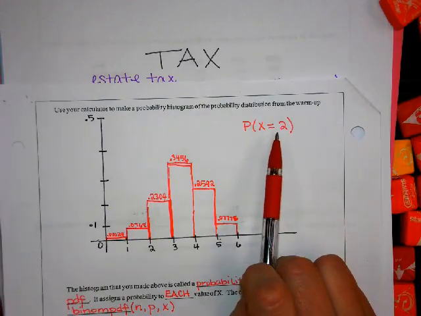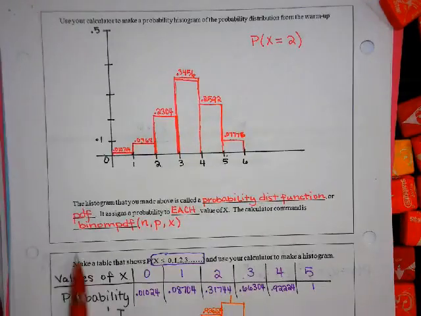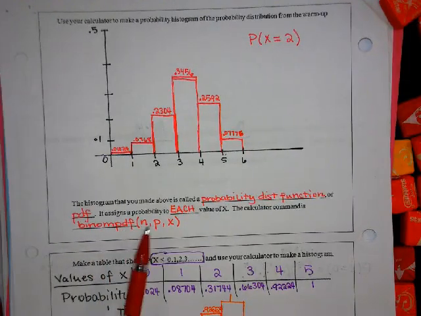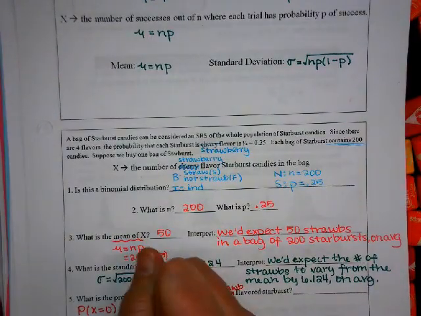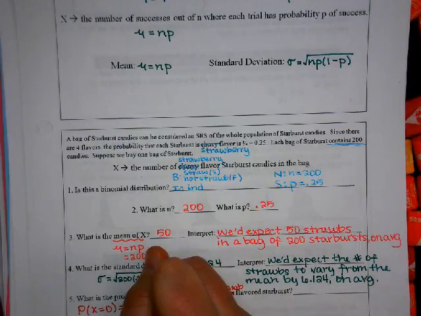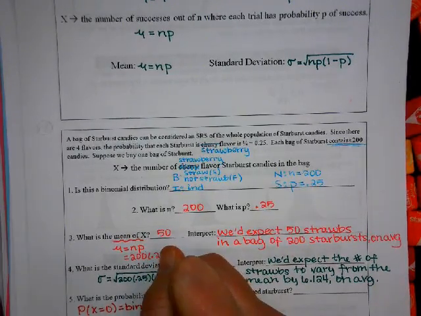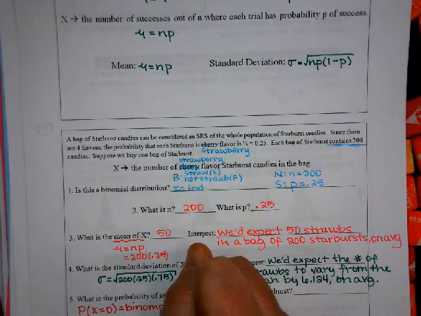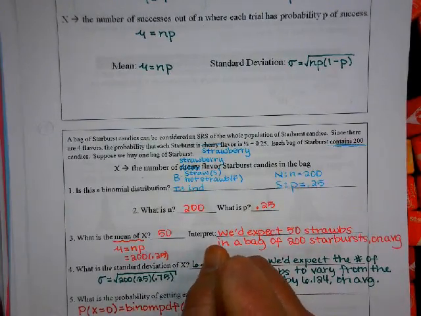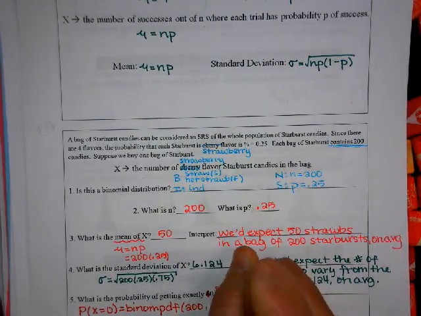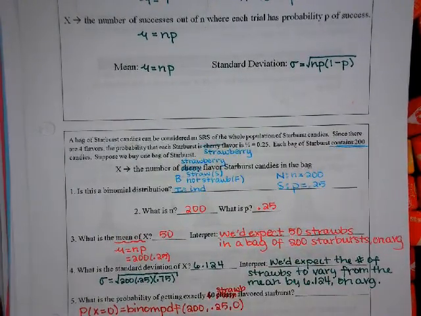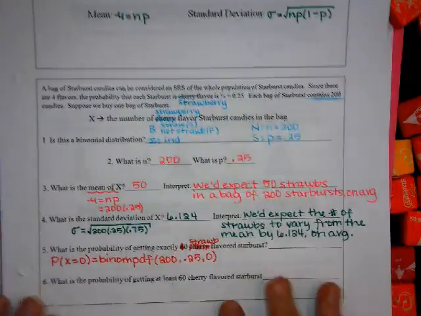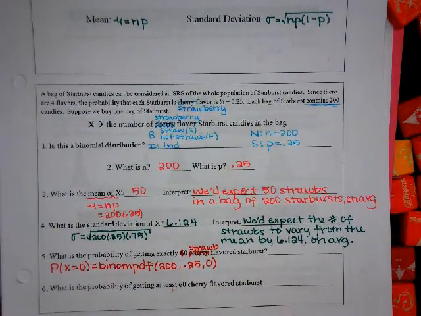The number of trials is n, and how many? 200. Probability of success, 0.25. And then the x value is 0, 0 strawberries. Second, Bars, Binom PDF, 200, 0.25, 0.